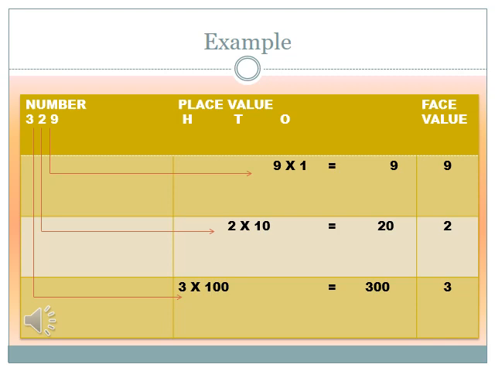So, to get the place value of 9, which is at 1's place, we have to multiply 9 by 1. 9 into 1 is 9. So, the place value of 9 will be 9. To get the place value of 2, which is at 10's place, we have to multiply 2 by 10. 2 into 10 is 20. So, place value of 2 will be 20. To get the place value of 3, which is at 100's place, we have to multiply 3 by 100. 3 into 100 is 300. So the place value of 3 will be 300.